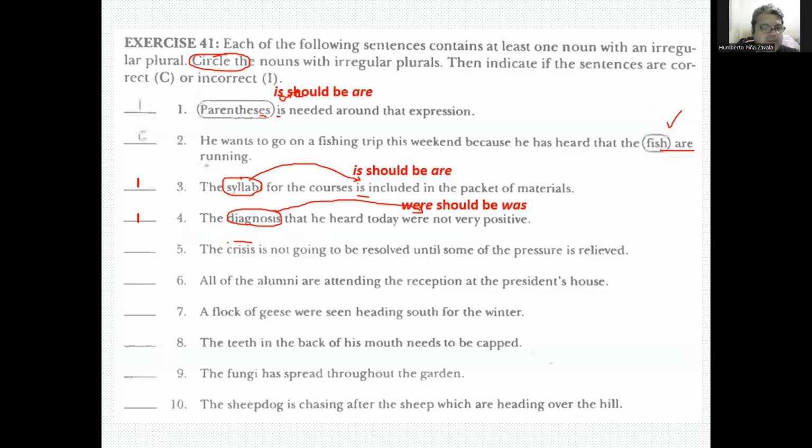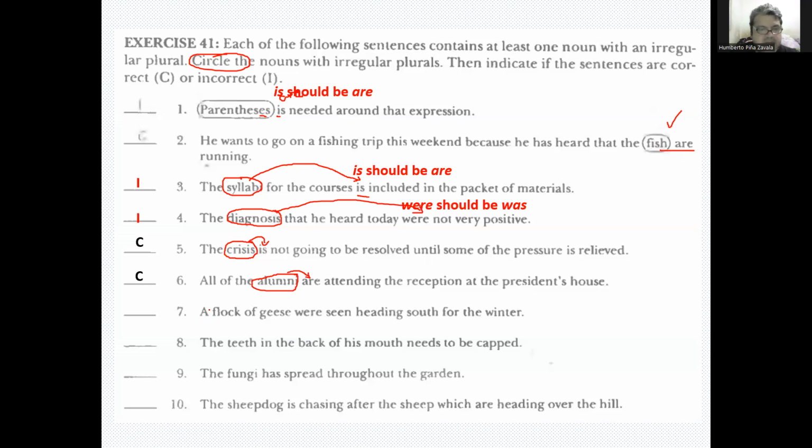The crisis is not going to be resolved until some of the pressure is relieved. So crisis is singular, is singular. Got that, no problem. All of the alumni are attending the reception at the president's house. So this is correct. All of the alumni, plural.